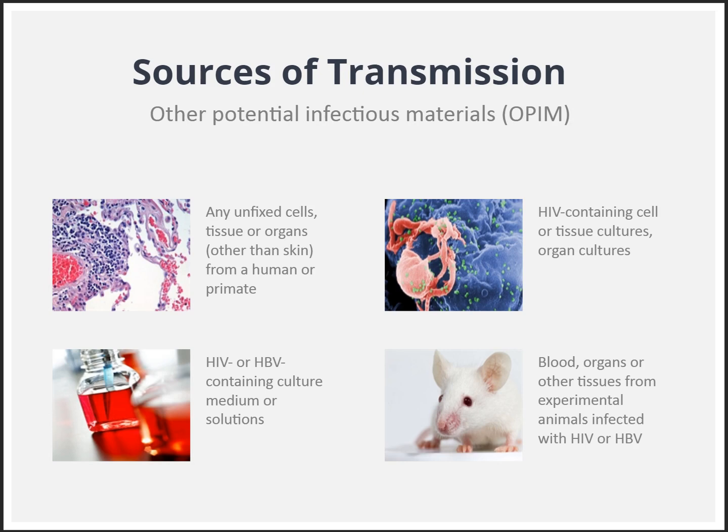Additional sources of OPIM: any unfixed cells, tissue, or organs other than skin from a human or primate, HIV or HBV containing culture medium or solutions, HIV containing cell or tissue cultures and organ cultures, and blood, organs, or other tissues from experimental animals infected with HIV or HBV.